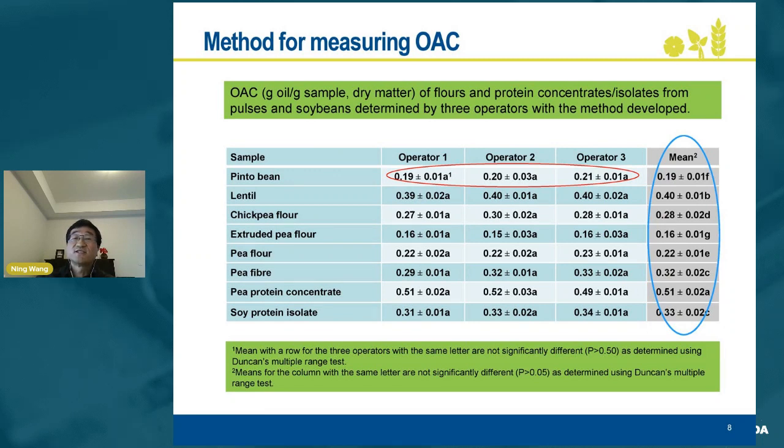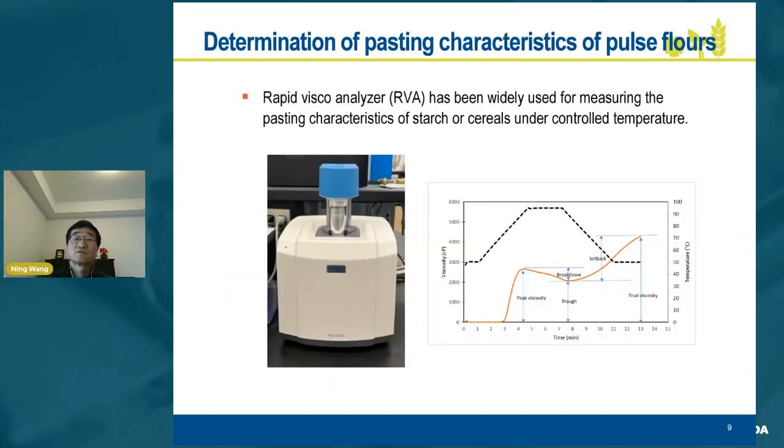And also you can see this column, which shows the variation of different pulse crops, pulse samples, in oil absorption. You can see the method produces good separation among the samples differing in oil absorption capacity. Okay, so the oil absorption method is very simple and straightforward. Like I mentioned, it's published, so you can get more information about the details of the method.